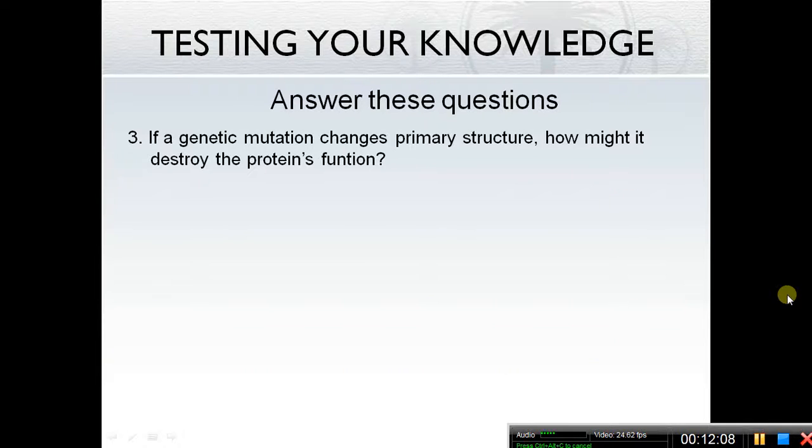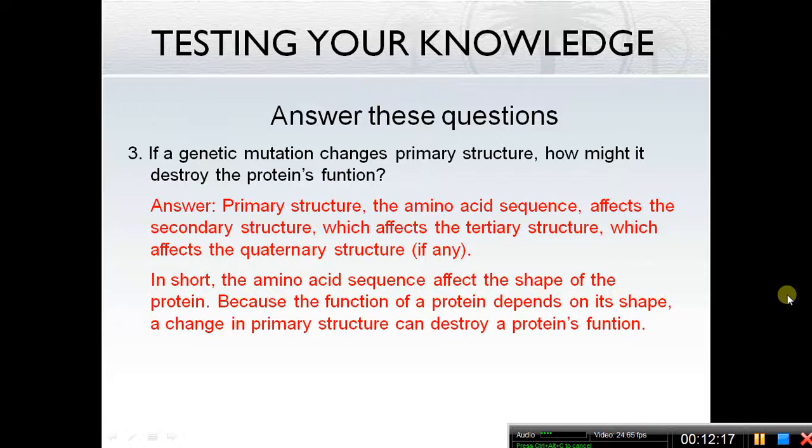3. If a genetic mutation changes primary structure, how might it destroy the protein's function? Answer. Primary structure, the amino acid sequence, affects the secondary structure, which affects the tertiary structure, which affects the quaternary structure, if any. In short, the amino acid sequence affects the shape of the protein, because the function of a protein depends on its shape. A change in primary structure can destroy a protein's function.